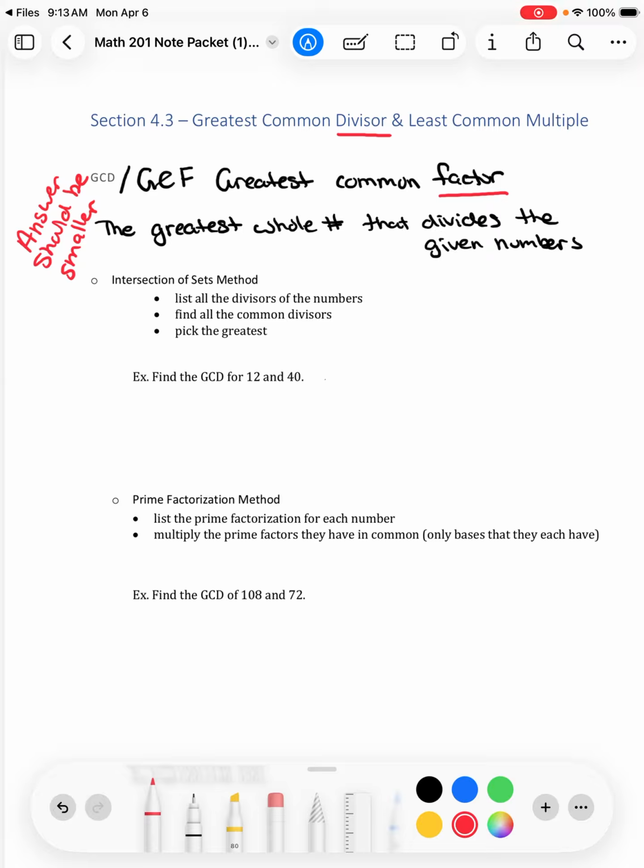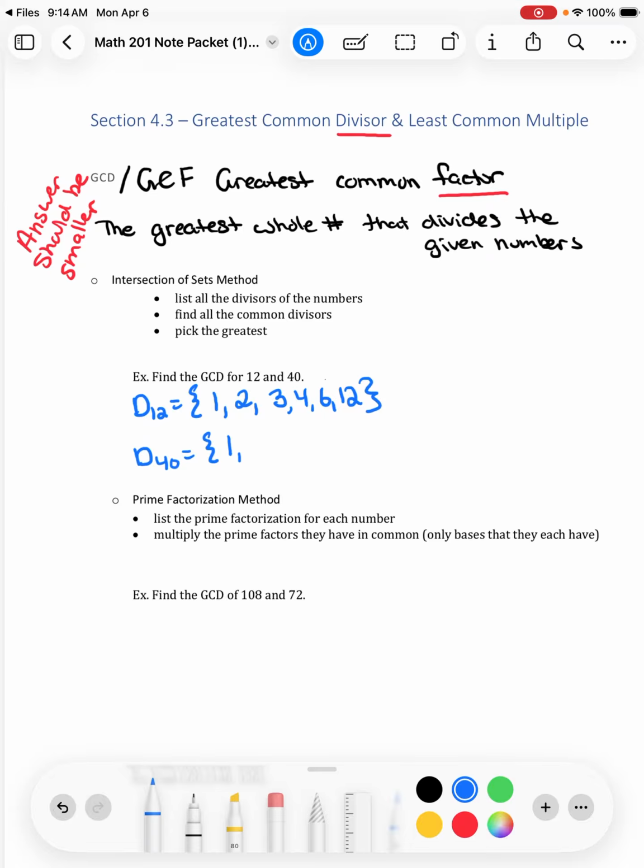The reason it's called greatest is because there could be lots of divisors. For instance, if we're looking down here at this first one, the 12. The divisors of 12, any number that divides 12: 1 divides 12, 2 divides 12, 3, 4, 6, and even 12 divides 12. Those are all divisors. We want the greatest one in this list that would also divide 40. So I'm going to list out all of those divisors of 40. I like to just put mine in order. That way I can see where the greatest one is. But since this isn't a set, the order isn't important.